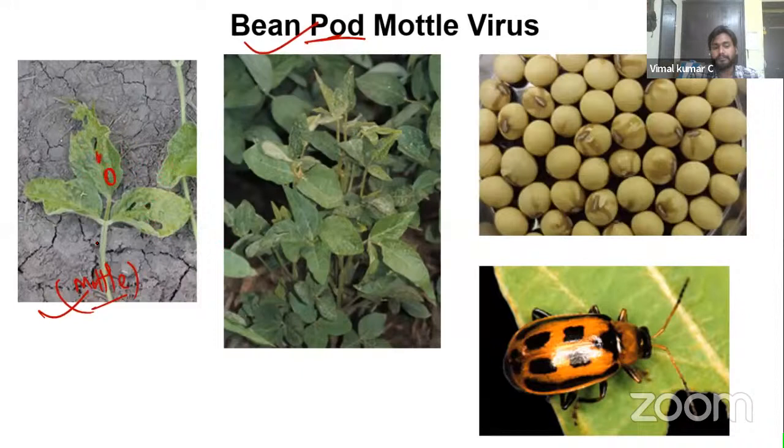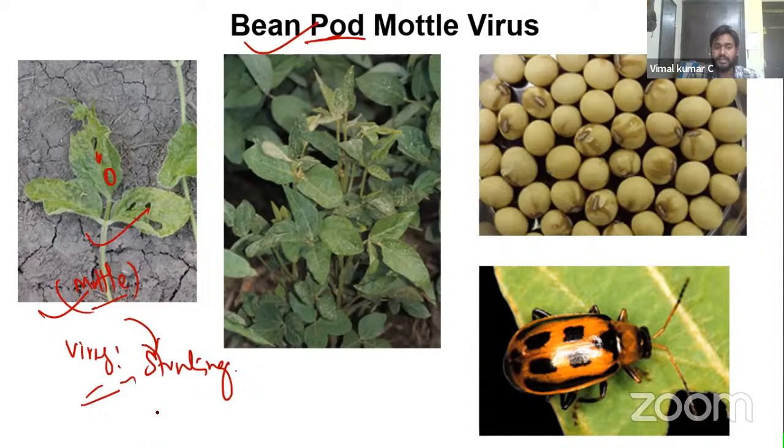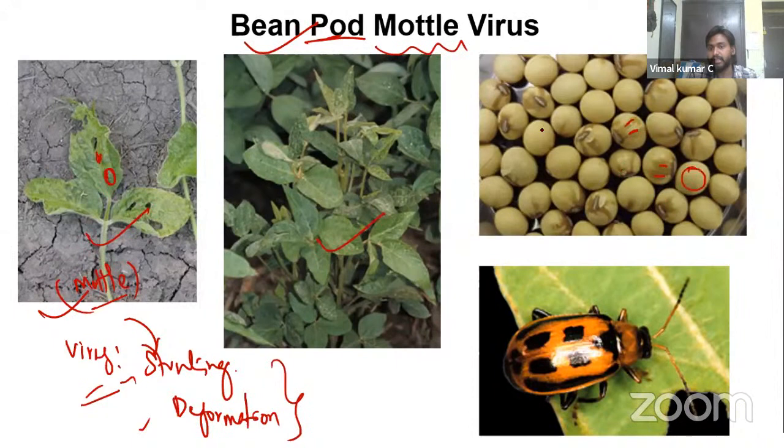Then, take down that wherever virus infection is there, usually it will have stunting. Virus means stunting will be there, and sometimes deformation of the leaves will be there. These are all key important symptoms. Here you can see the stunting, followed by mottling of the seed. See here, the seed stain, the color you can take as creamy, is replaced by some dull color. So this is called seed mottling, which will also be there.